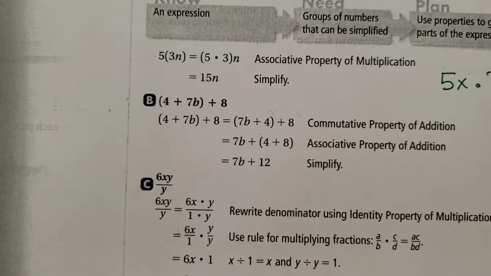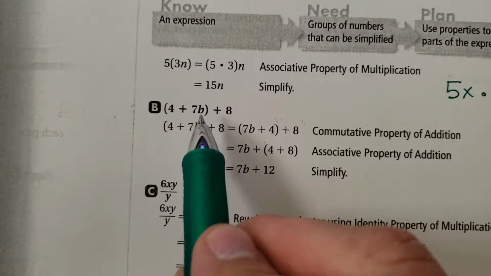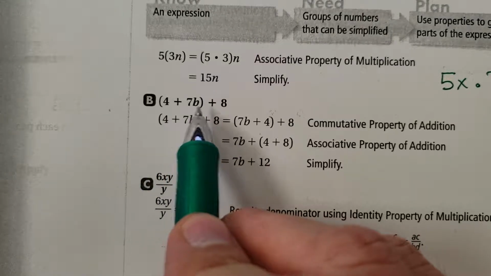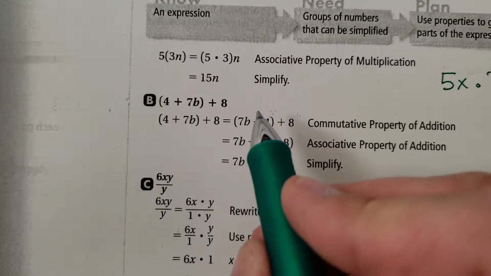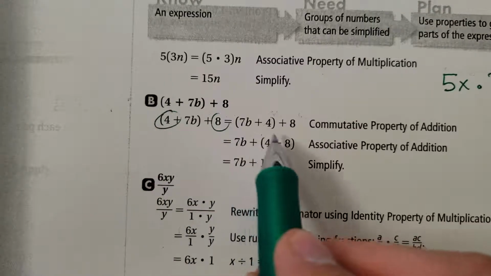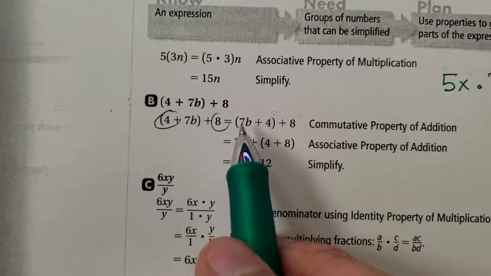Part B is addition. Again, you have to think of variables as their own beast. B, beast. 4 things plus 7 things plus 8 things. The only thing you can combine is the 4 and the 8. So they get all fancy and they switch, I don't know, this is really weird why they switch. This is a waste of time.